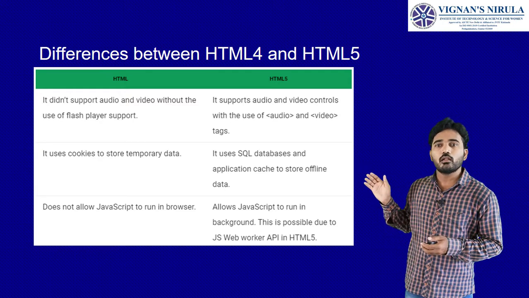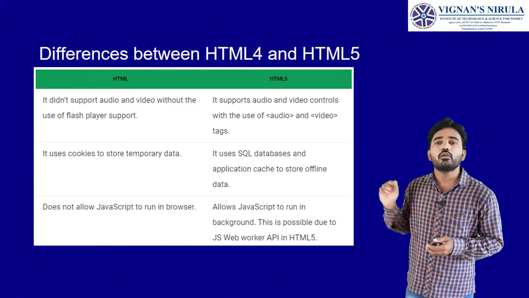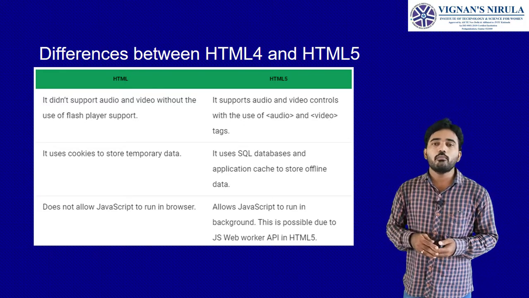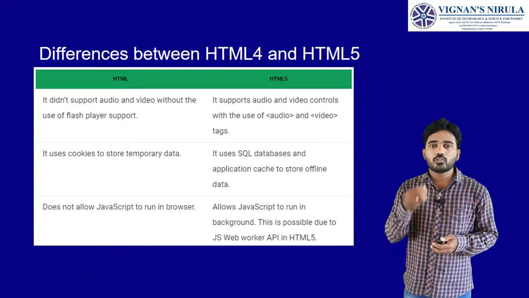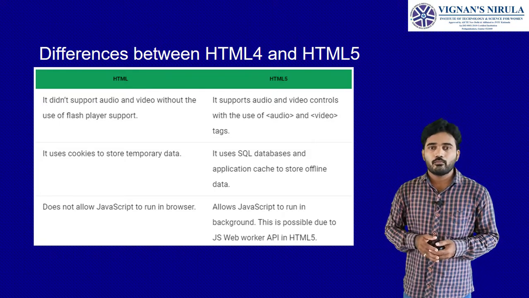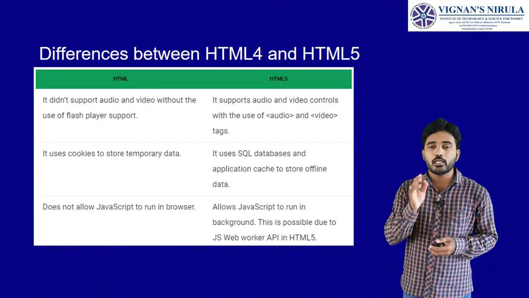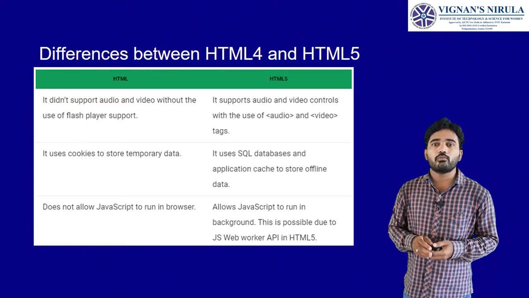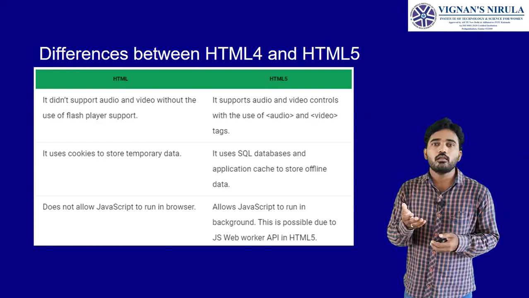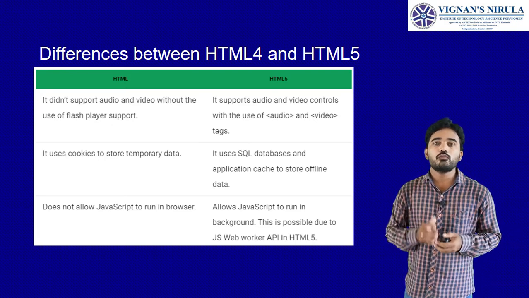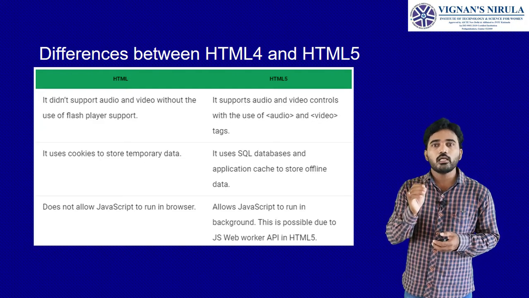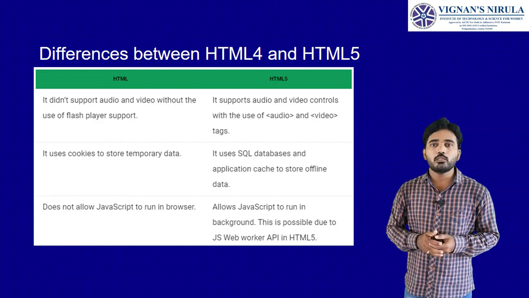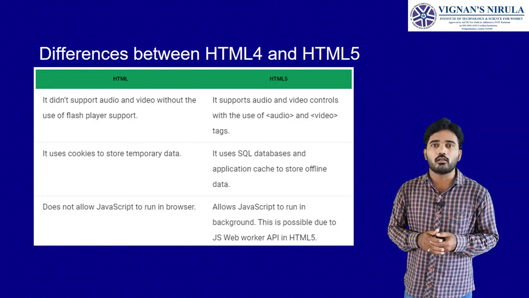And now HTML5 uses SQL databases and application cache to store the offline data. Whereas basic HTML uses cookies to store the temporary, that is the offline data. Coming to the basic HTML, it does not allow JavaScript to run in the background. But whereas HTML5 allows JavaScript to run in the background. And this is possible due to the JavaScript Web Worker API in HTML5. Understood? So these are the differences between HTML4 and HTML5.